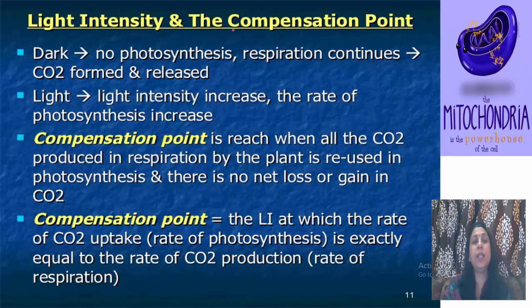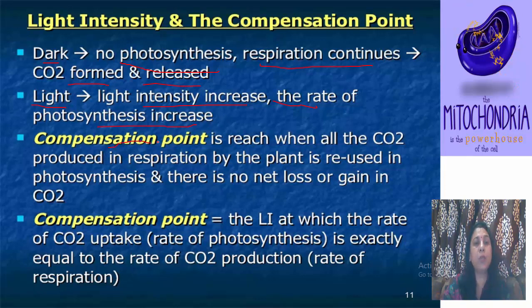Now, what is light intensity and the compensation point? In dark, there is no photosynthesis. Respiration continues. That is, carbon dioxide is formed and it is released. In light, what happens? As light intensity increases, the rate of photosynthesis increases. We have already studied that respiration and photosynthesis take place side by side during the daytime. At night there is no photosynthesis, but during the day both are there.